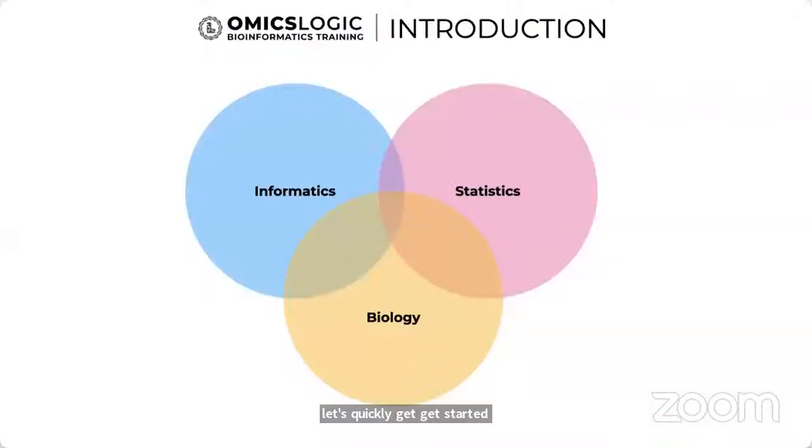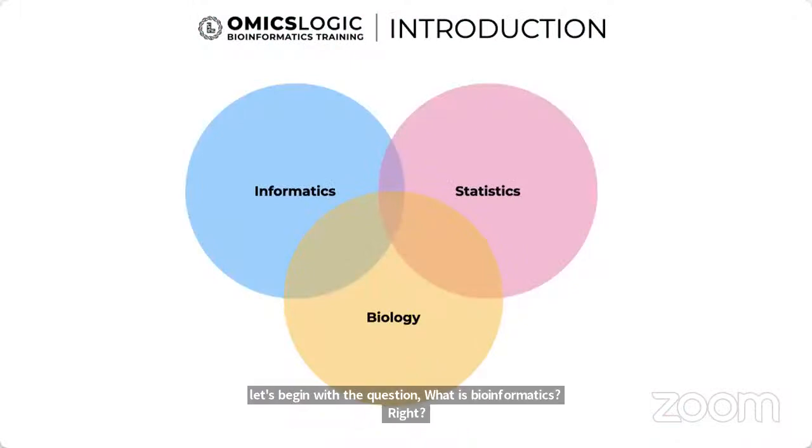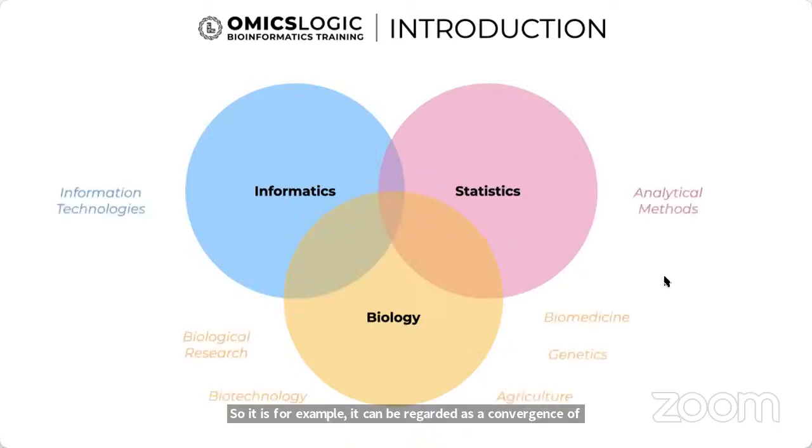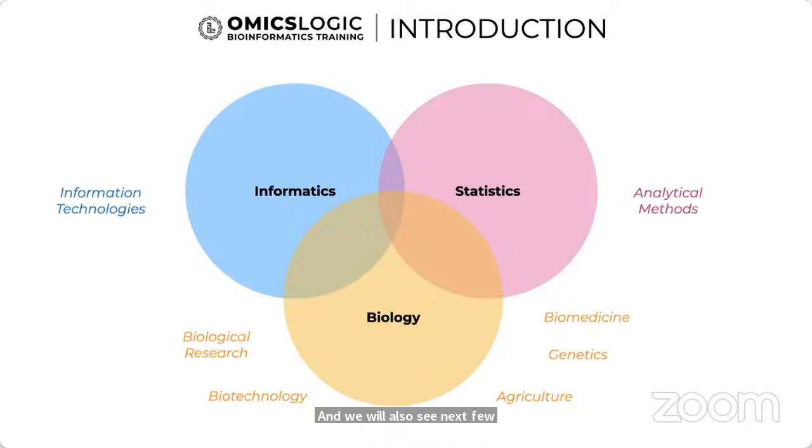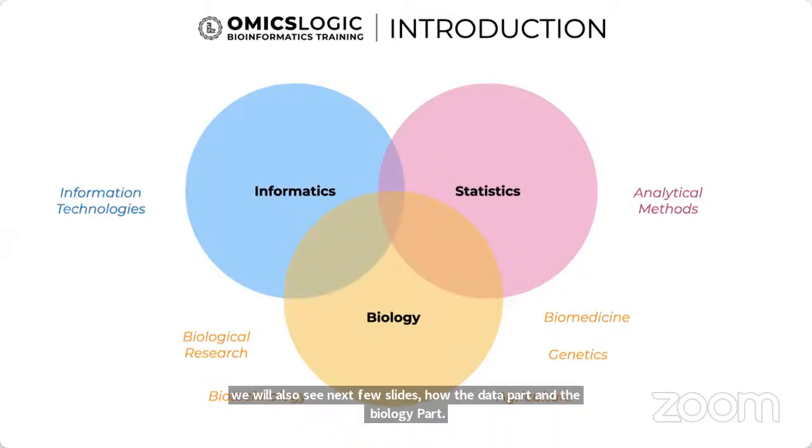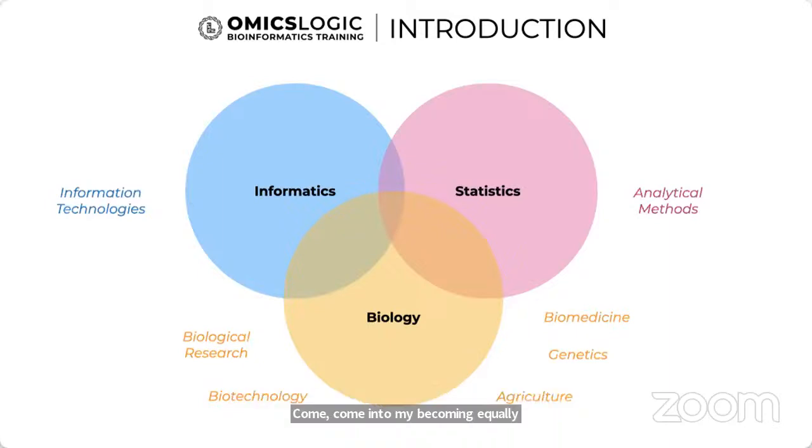Let's begin with the question: what is bioinformatics? It can be regarded as a convergence of biology and data, where both are equally important. And we will also see in the next few slides how the data part and the biology part become equally important in this field.